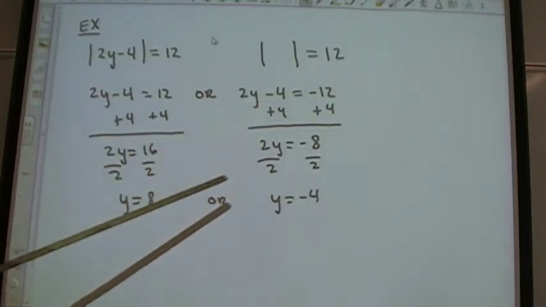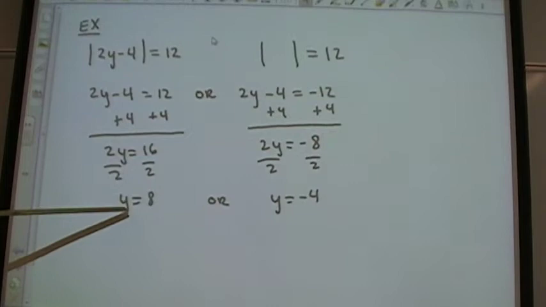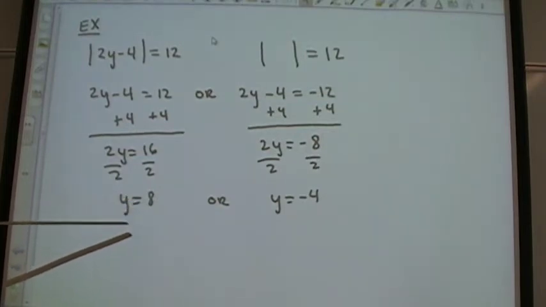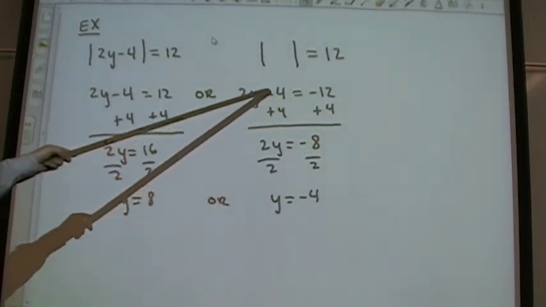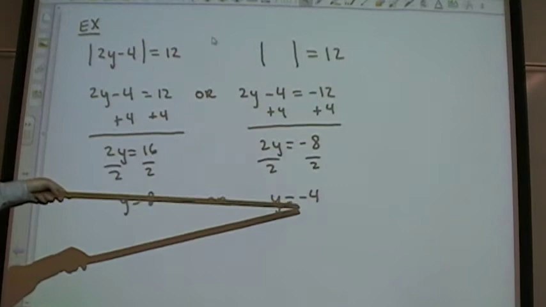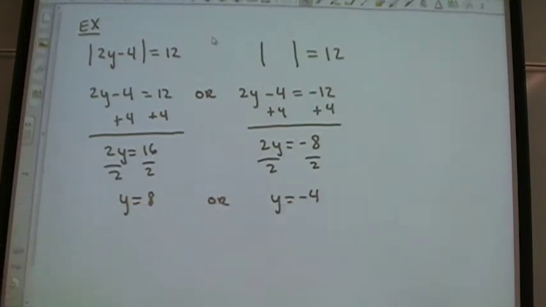Same thing over here. Now once you get here, don't make the mistake of saying, since 8 is an answer, that -8 has to be an answer. That's not true. Or not always true. Here, add 4, divide by 2, you get -4 as your other possible answer.